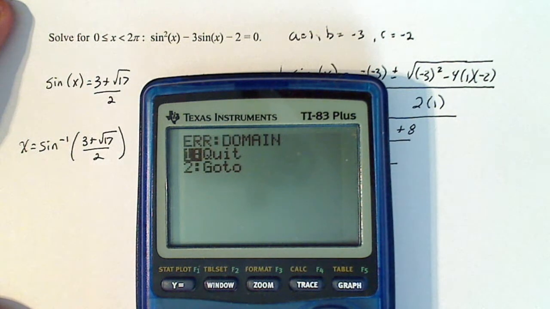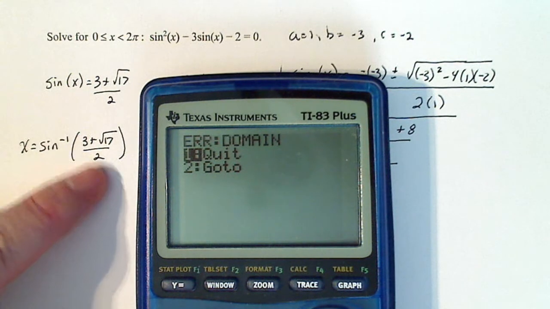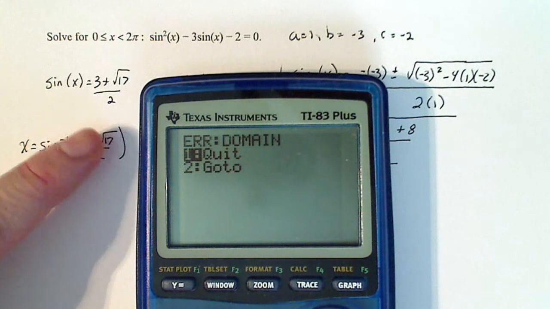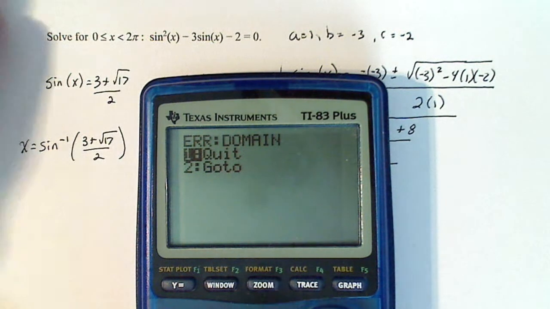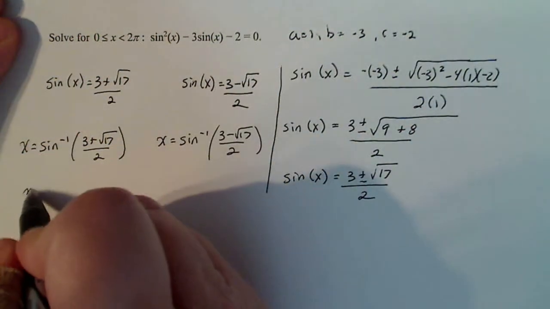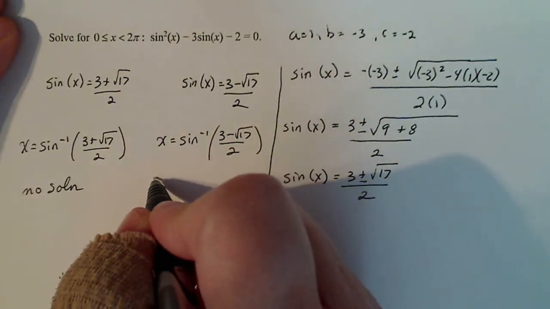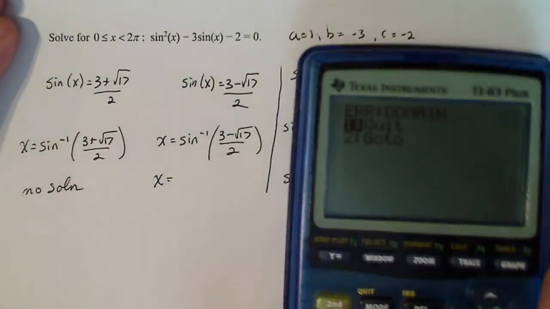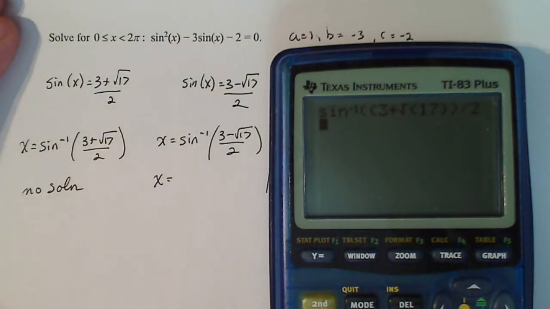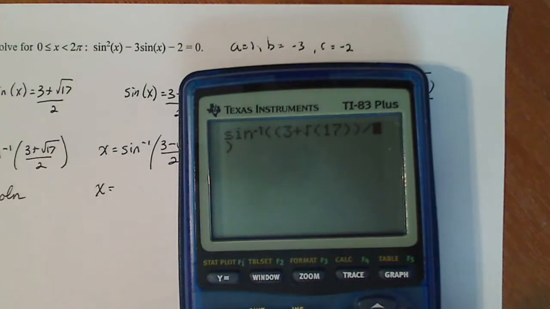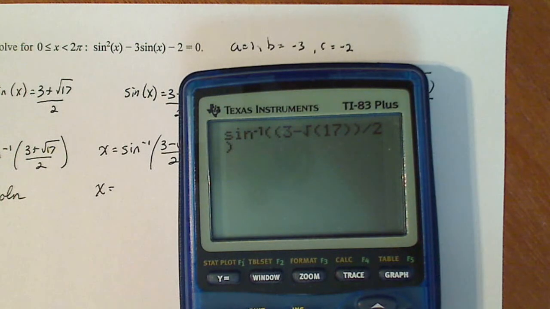Now this is an error in the domain. In other words, what I'm putting in as the input into the sine inverse function doesn't work. And I'm thinking it's not working because that number right there is greater than 1. So in this case right here, there is no solution. Now over here, let's see what the calculator gives us. I'm going to make a tiny change here. I'm going to change the plus to a minus.